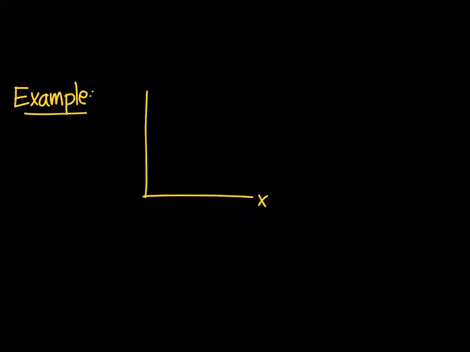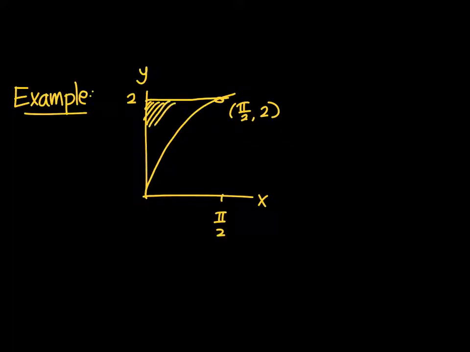So let's take the following region. Okay, I want to look at the region that looks like this. Here's the x-axis, here's the y-axis. The region looks like this. The intersection of the region is happening at pi halves, comma, 2. So this is 2. This is pi halves, and we're looking at this region right here.